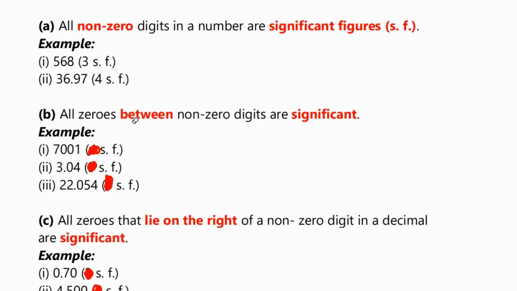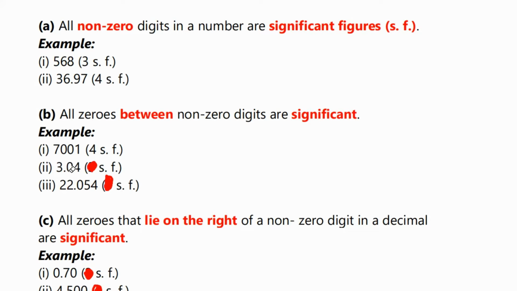Rule number 2. All zeros between non-zero digits are significant. Example, 7,001. So the zeros here are in between 7 and 1. These two zeros are counted. They are significant. So we have 1, 2, 3, 4. Altogether, 4 significant figures. Even though there's a decimal, it also applies.